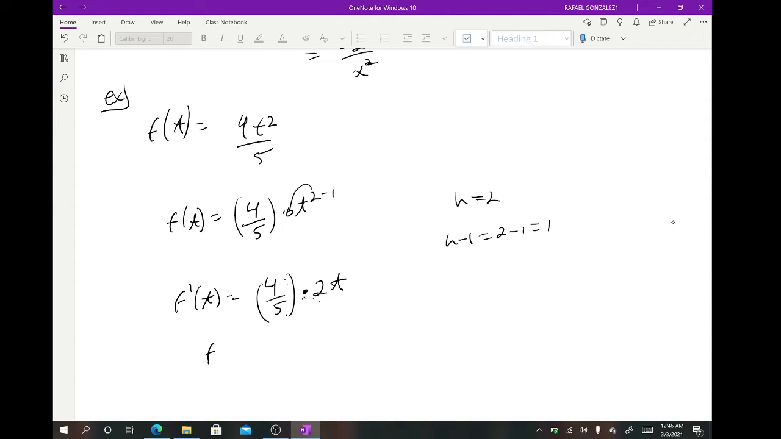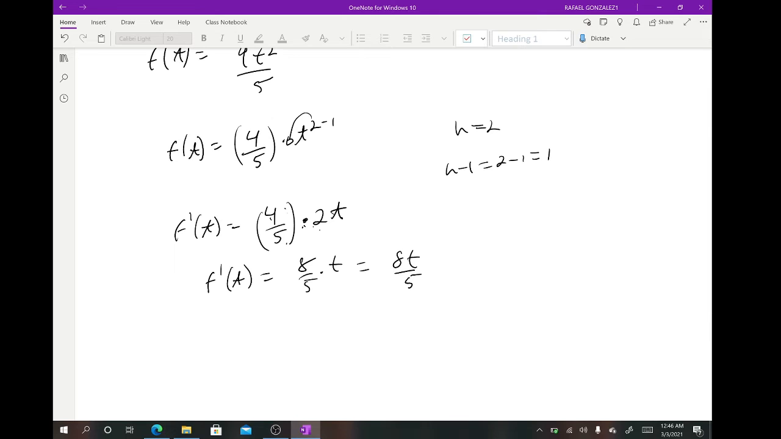Now notice that I'm now multiplying the 2 times the 4 over 5. So that means that f prime of t is equal to 2 times 4, which is 8, over 5 times t, or simply 8t over 5. So that is the solution for this problem.